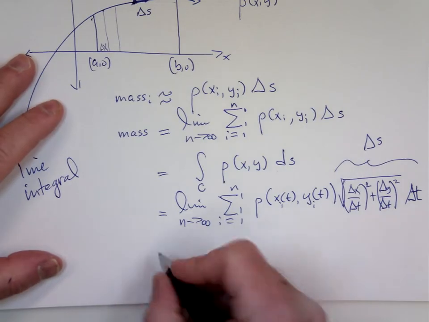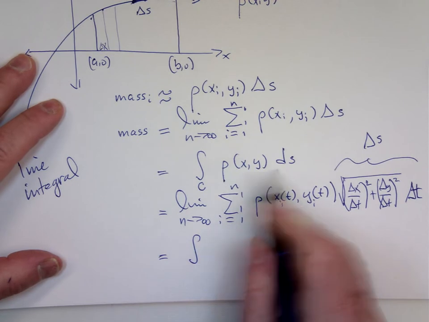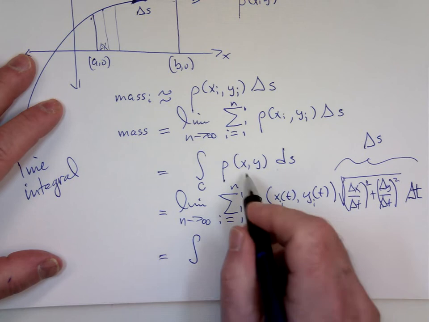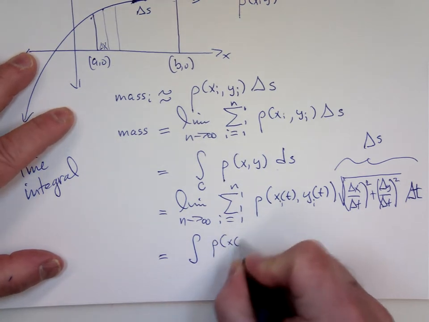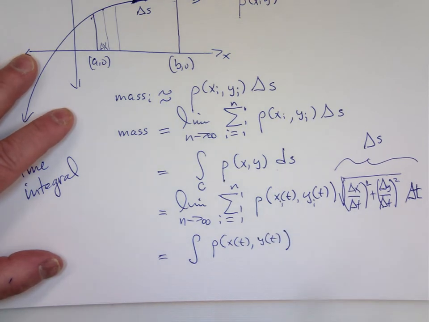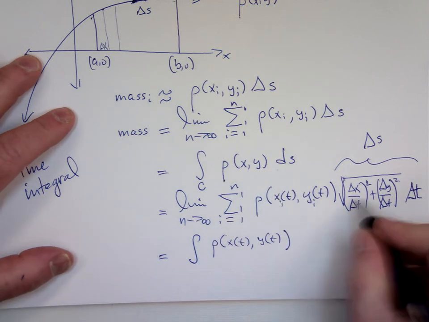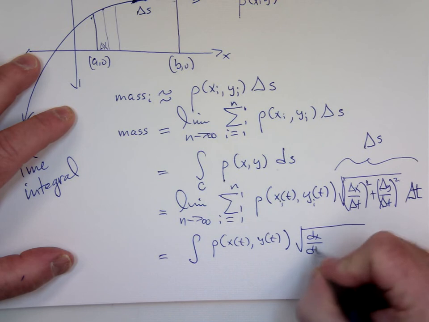This is equal to this integral. So what we're going to do, instead of evaluating this line integral, we're going to change it to an integral in terms of the parameter. We're going to have our density function in terms of t. And what is our ds part? It's what we had from before. It's dx dt.